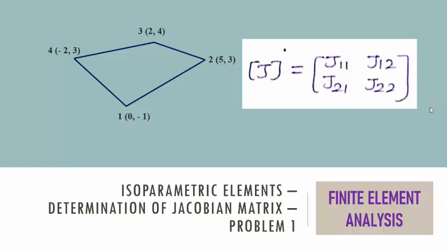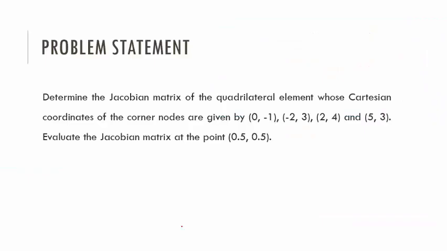Dear students, how to determine the Jacobian matrix of an isoparametric element? Let us discuss in this lecture video. Determine the Jacobian matrix of the quadrilateral element whose Cartesian coordinates of the corner nodes are given by 0, -1, -2, 3, 2, 4 and 5, 3. Evaluate the Jacobian matrix at the point 0.5, 0.5.